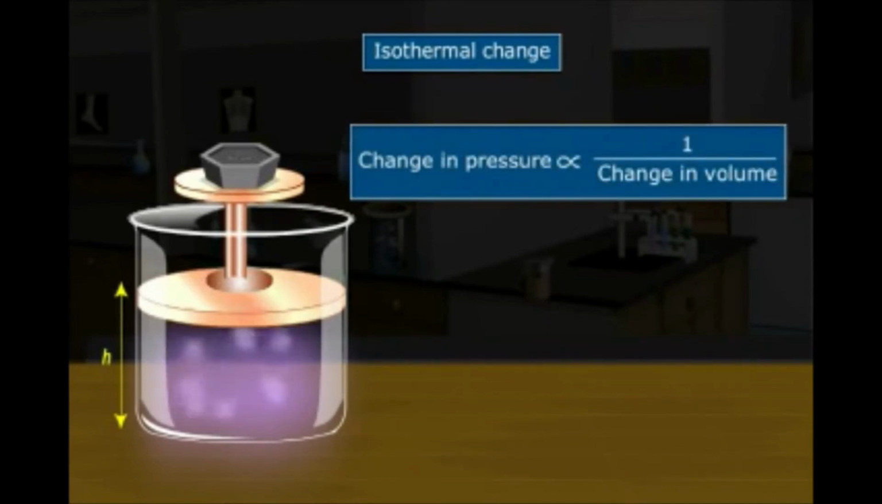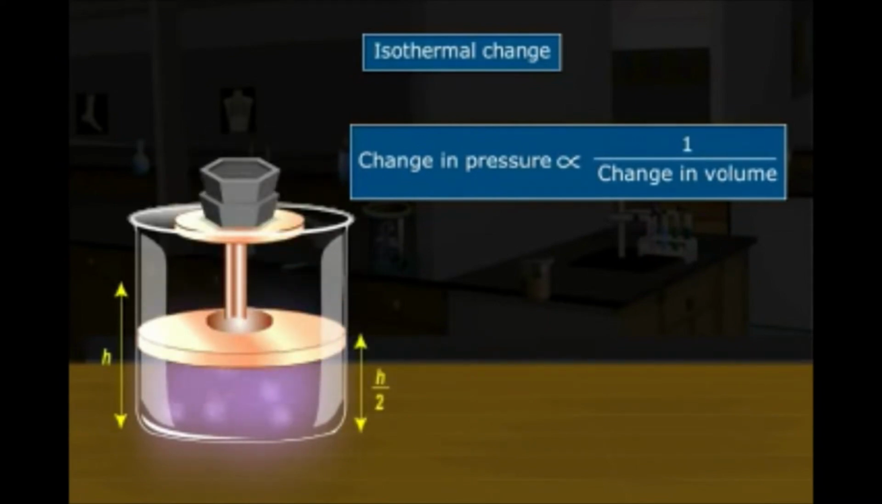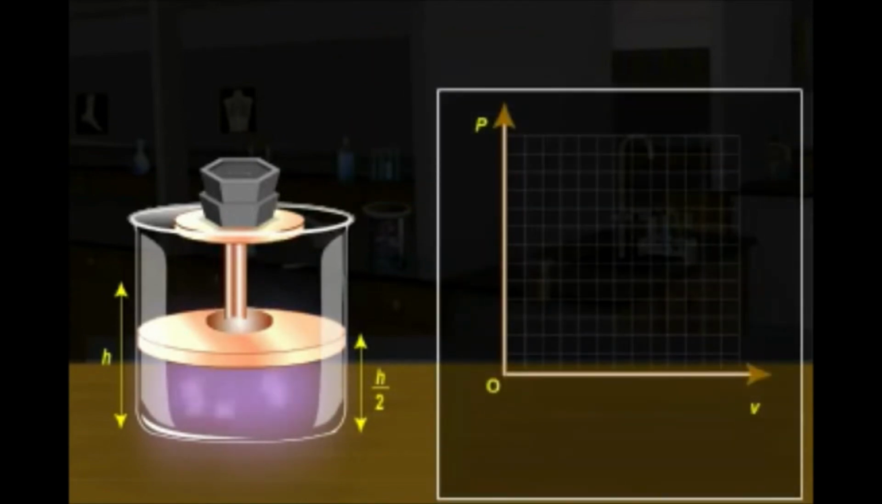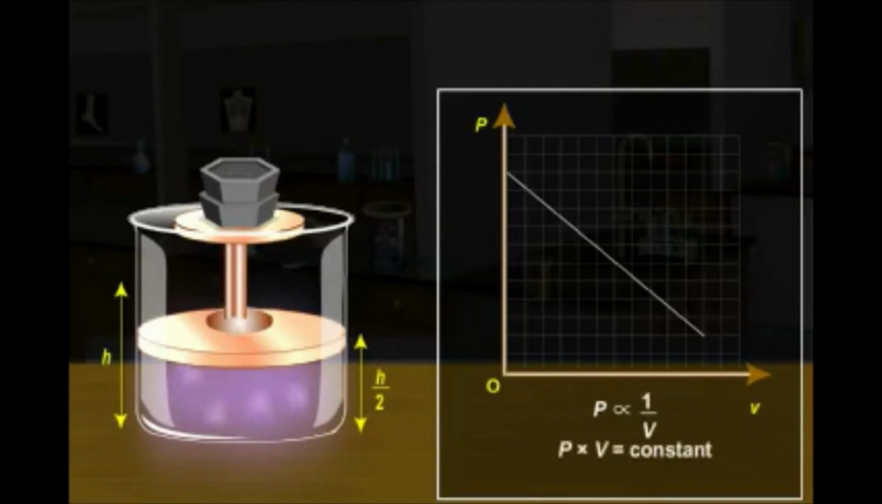That is, if you increase the pressure and make it twice, the volume of the gas would have got halved compared to the initial volume. Now, if we plot a pressure versus volume graph, we'll get a straight line with a negative slope. Let me get some maths into it. So we can say P is proportional to 1 by V, or P into V is constant. When the temperature was constant, isothermal, don't forget that.